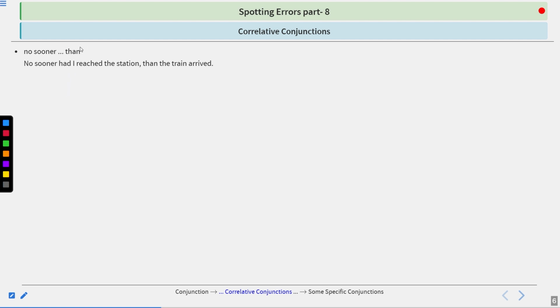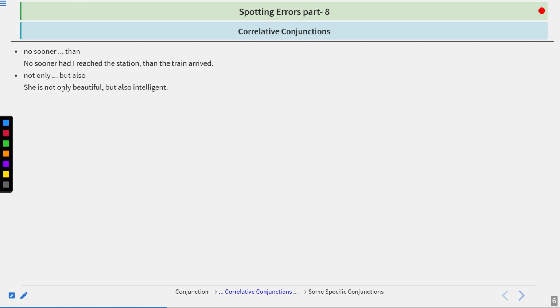There are some others. No sooner than. Than comes with no sooner. No sooner had I reached the station than the train arrived. With no sooner we use no sooner at the beginning of the sentence. In this case, we change the verb formation. We use the verb before the subject, as here: the auxiliary verb before I.